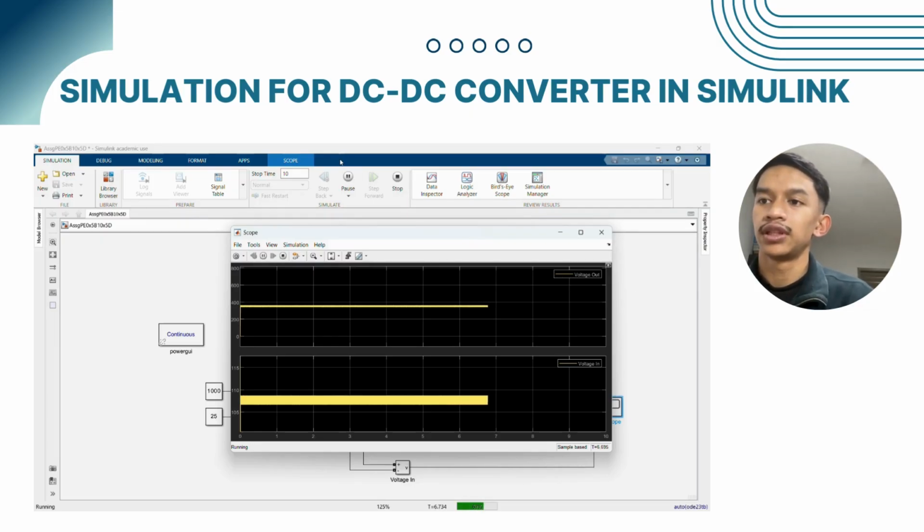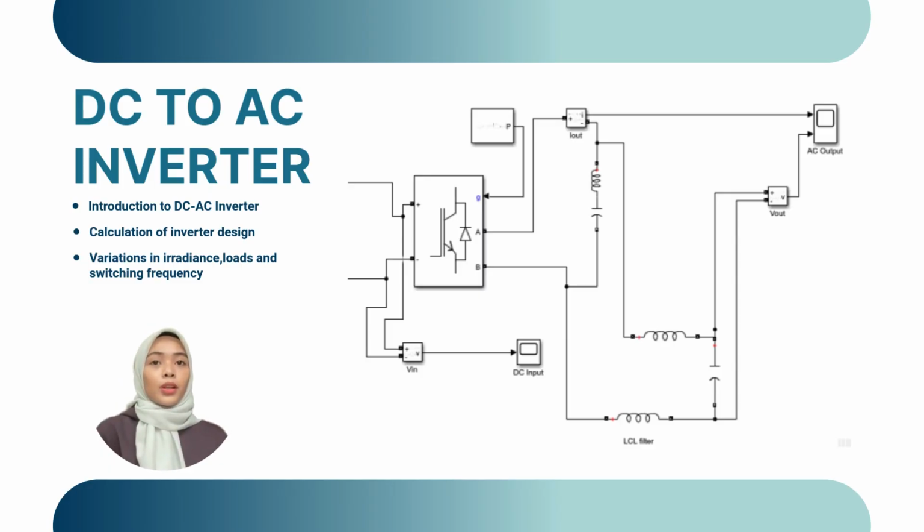Today, I will be explaining the design, simulation, and performance of the DC-AC inverter in our solar PV system. The inverter is a crucial part in converting the DC voltage from the solar panels into usable AC voltage for residential use. In our design, the full bridge inverter was chosen because it can produce both the positive and negative halves of the AC waveform, which is important for creating a stable and smooth output.